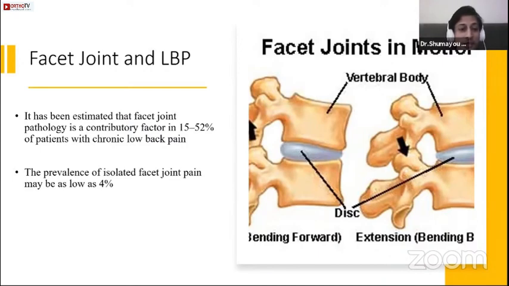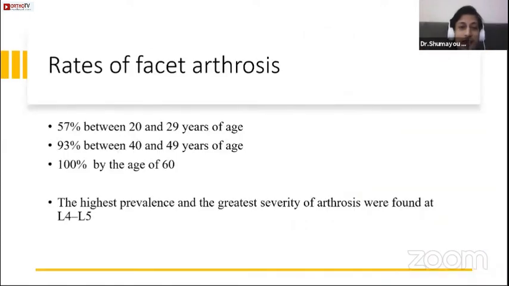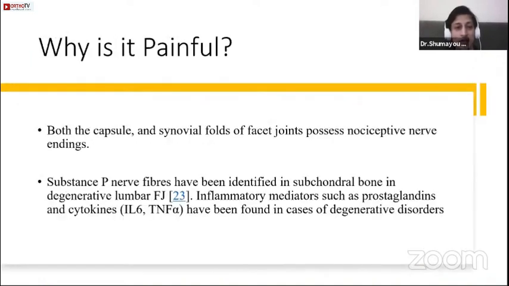It's been estimated that facet joint pathology is contributory in 15 to 50% of patients with chronic low back pain. So it does play a big role. But exclusive facet joint pain causing the low back pain is as low as 4%. And the rate of facet arthrosis in the general population is around 57% between 20 and 29 years of age, above 90% between 40 and 49, and around 100% by the time someone's 60, most of which happens at L4-5. So it's a very common condition.